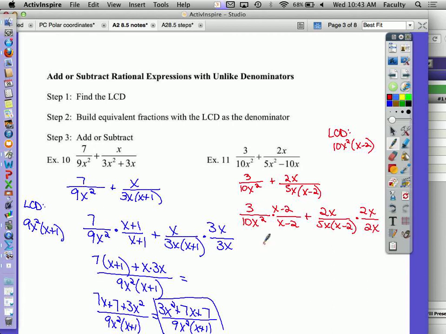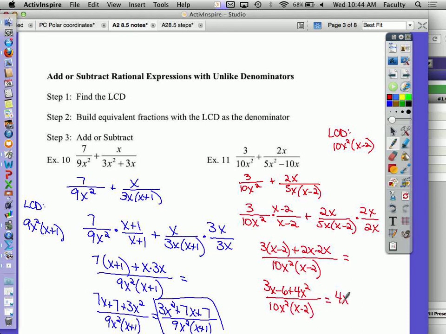This is multiplication. So I'm going to take 3 times x minus 2 plus 2x times 2x. And you guys understand that we built the common denominator. Now I'm just going to distribute. I get 3x minus 6 plus 4x squared over the common denominator. And then I'll just tidy that up.